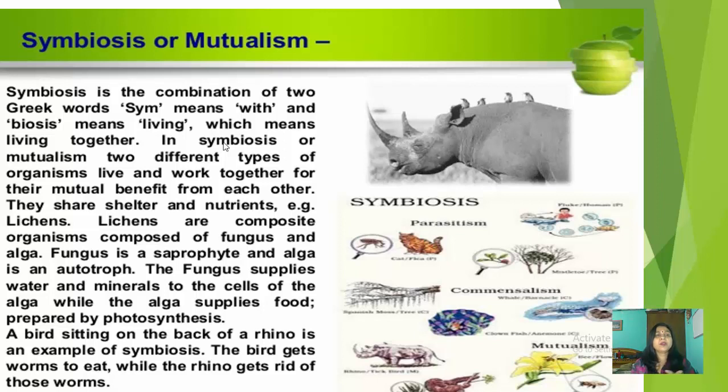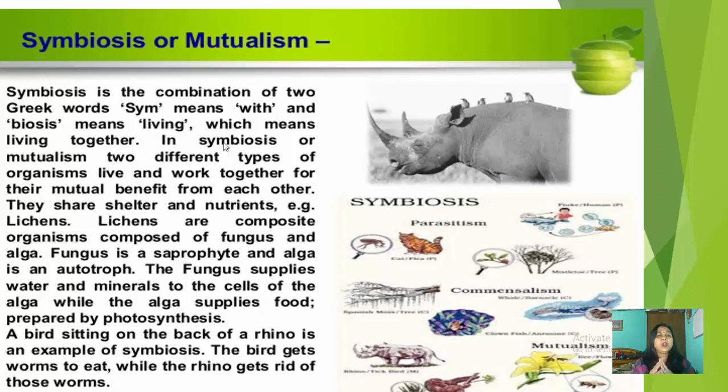In symbiosis or mutualism, two different types of organisms live and work together for their mutual benefit from each other. Means if two organisms are living together, the one will benefit the other and the other will also benefit the first one. They share shelter and nutrients. Example, lichens. Lichens are composite organisms. They are composed of a fungus and an alga.